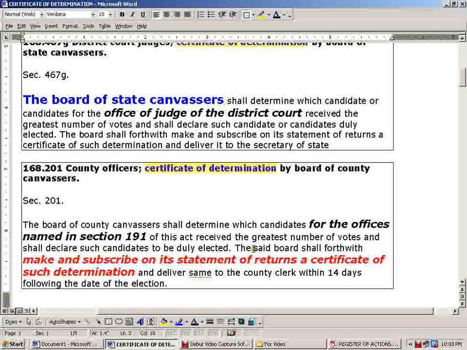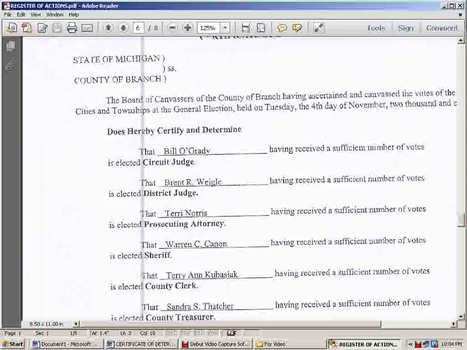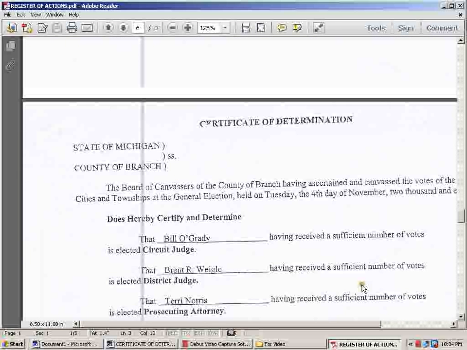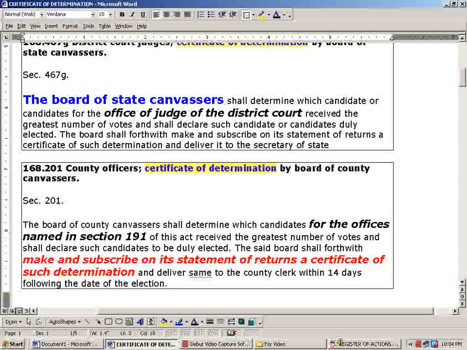The said board shall forthwith make and subscribe on its statement of returns a certificate of determination and deliver the same to the county clerk within 14 days following the date of the election. So they're supposed to have done this on a thing called the statement of returns. And again, that isn't what they did. They made up a separate sheet of paper called a certificate of determination, where they were just supposed to put the certificate of determination on this, subscribed on the statement of returns.